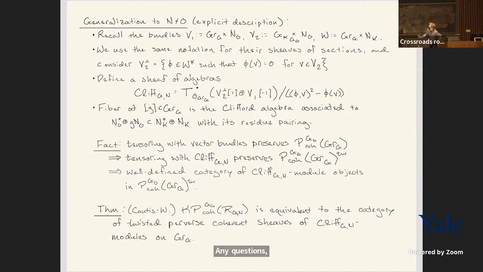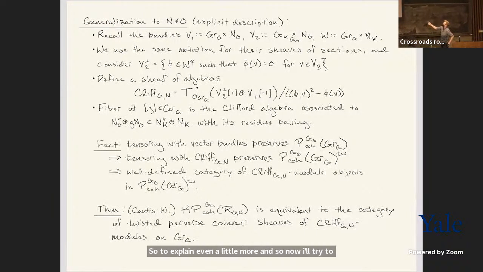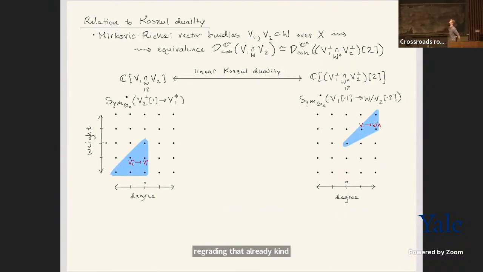All right, so to explain even a little bit more, now I'll try to circle back and be a little clearer about the terminology. So to the trained eye, as soon as I introduce this funny regrading, that already makes clear the role of causal duality in this. To spell that out a little more precisely, let me recall the notion of linear causal duality. So this is a general formalism studied by Mirković and Riche. And so they studied the general setup that we're currently in.